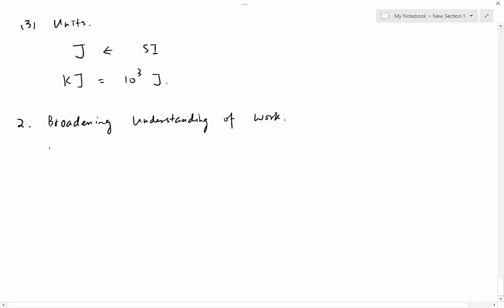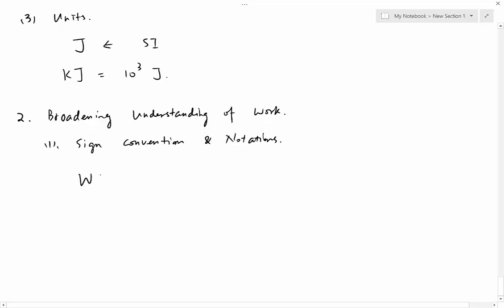Okay, so the first thing we need to say is about the sign convention and notations. So we do have positive work. We also have negative work. Work does have a sign. It can be plus, it can be minus. So what does each one mean?